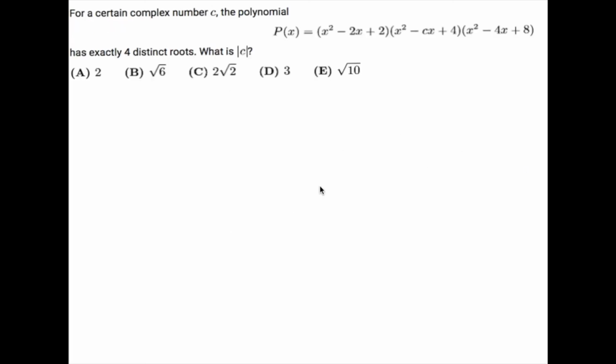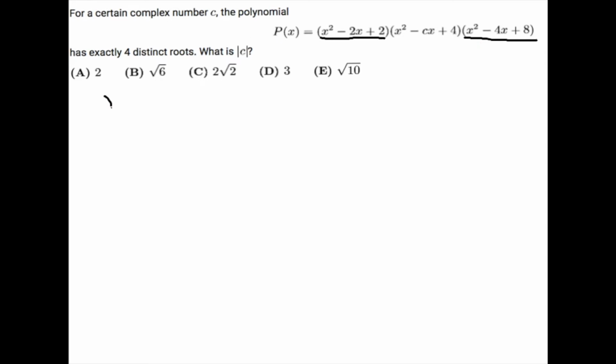14, it reads, for a certain complex number C, the polynomial p of x has exactly 4 distinct roots. So in this problem, we know that the roots of x squared minus 2x plus 2 and the roots of x squared minus 4x plus 8 all have to be roots of p of x, since if either of these equations is 0, then p of x is also 0.